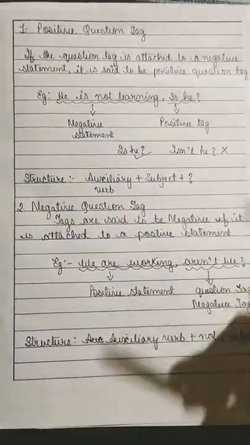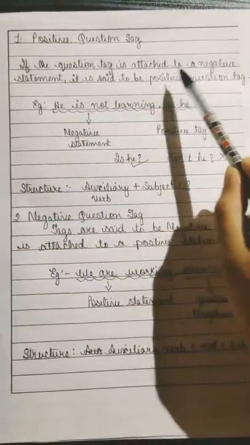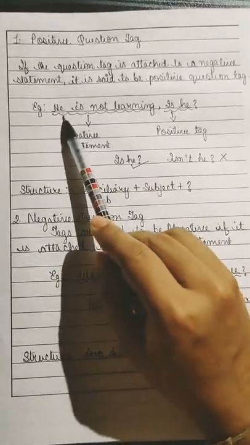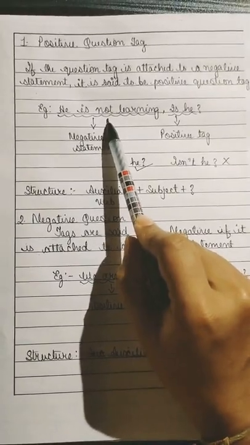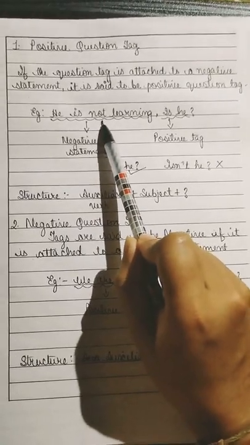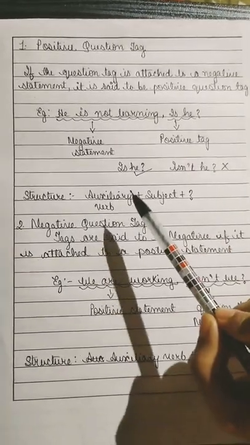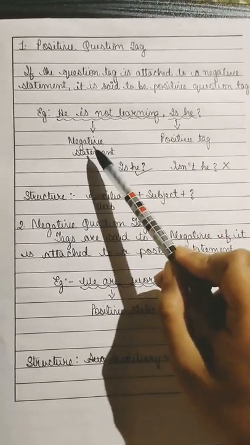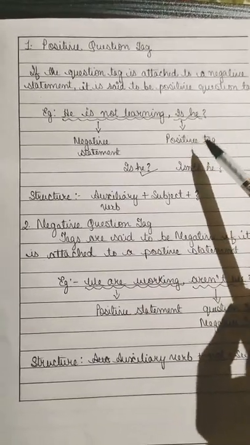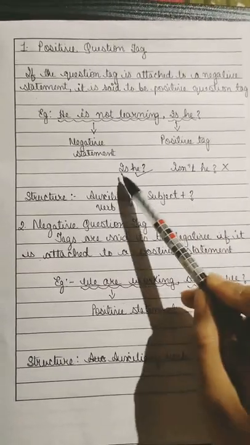Now let me deal with the positive question tag. So positive question tag, if the question tag is attached to a negative statement, it is said to be a positive question tag. For example, this statement is negative. Why negative? Because not is there. He is not learning. So in any statement, if there is a negative, this not, then the question tag will be positive. He is not learning, so this is a negative statement, therefore we will be using here a positive question tag. Is he? All right, not isn't he. We have to use is he.